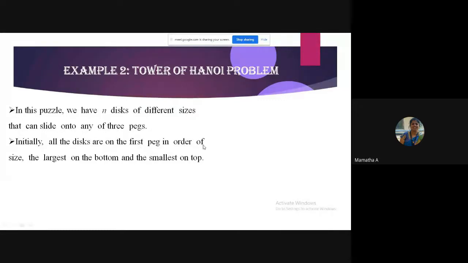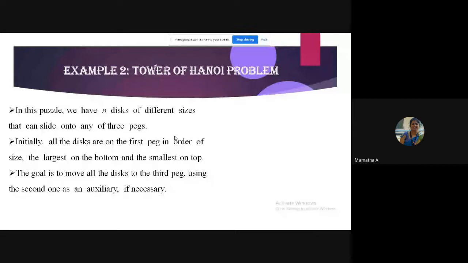They are placed in order of size. Largest will be on the bottom, the smallest will be on the top. So it is in descending order of size, the largest at the bottom and the smallest on the top. The goal is now to move all the disks to the third peg.